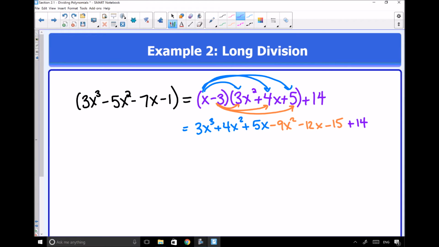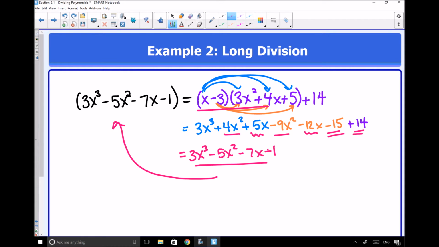So now let's see what we end up getting when we put things together. This 3x cubed doesn't combine with anything, so I'm going to write 3x cubed. This 4x squared and this minus 9x squared go together, I get minus 5x squared. 5x and negative 12x gives me negative 7x, and then negative 15 plus 14 gives me the minus 1 that I'm looking for. So it does match up. These two expressions are equivalent to each other, okay? And this is going to really help us out once we start doing some function work with our polynomials, some graphing, all that kind of stuff.